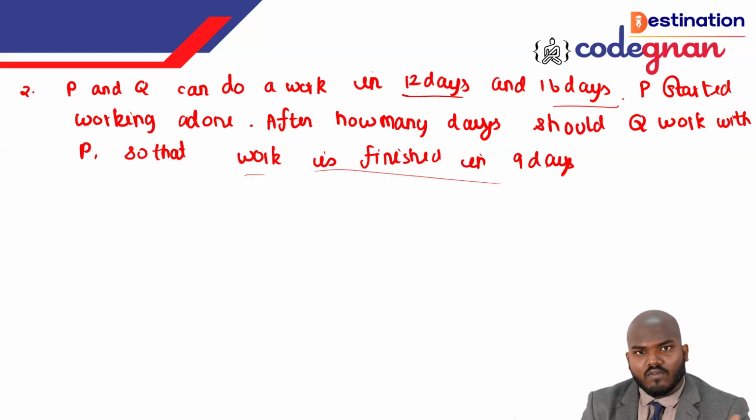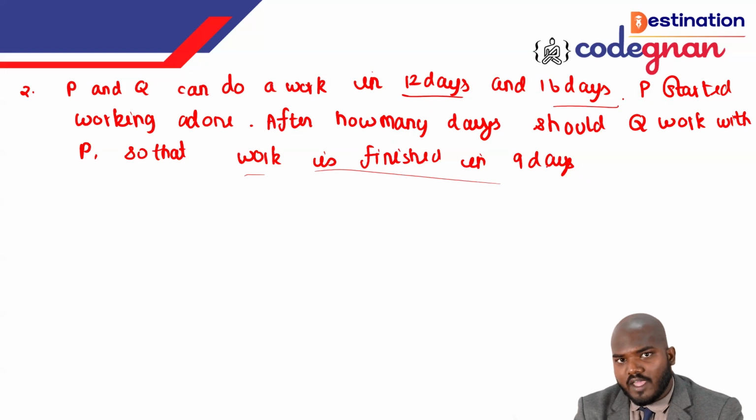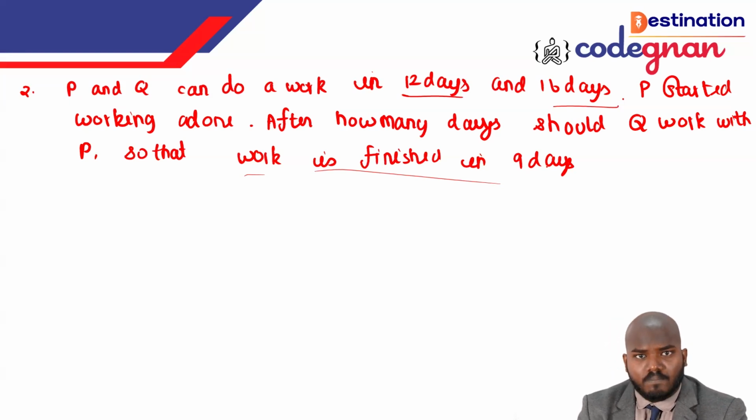Actually they are working in different manners. P started working alone, but if they combine and work, they can finish the work in 9 days. So after how many days can Q be joined with P so that they can complete the work in the particular time of 9 days? That is the question they are asking here.